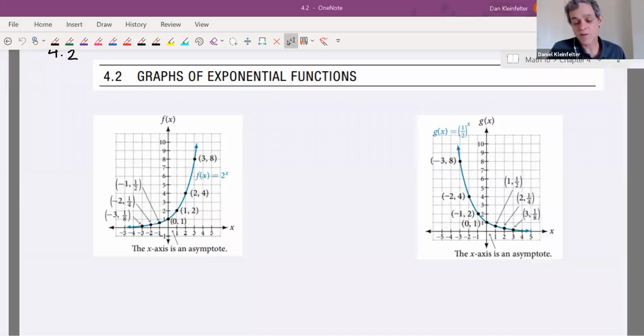All right, so here's section 4.2. 4.2 is a shorter section. It's about the graphs of exponential functions. The first thing I wanted to do here was to revisit the graphs of 2 to the x and 1/2 to the x. So 2 to the x first.